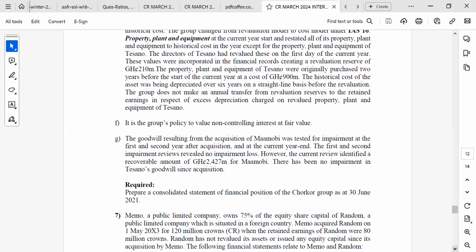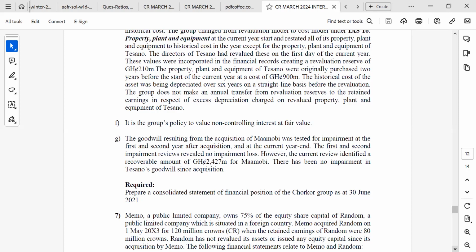The goodwill resulting from the acquisition of Mamobi was tested for impairment at the first and second year after acquisition, and at the current year end. The first and second impairment reviews revealed no impairment loss. However, the current review identified a recoverable amount of 2,427 million Ghana cedi for Mamobi. There has been no impairment in Tesanos goodwill since acquisition.